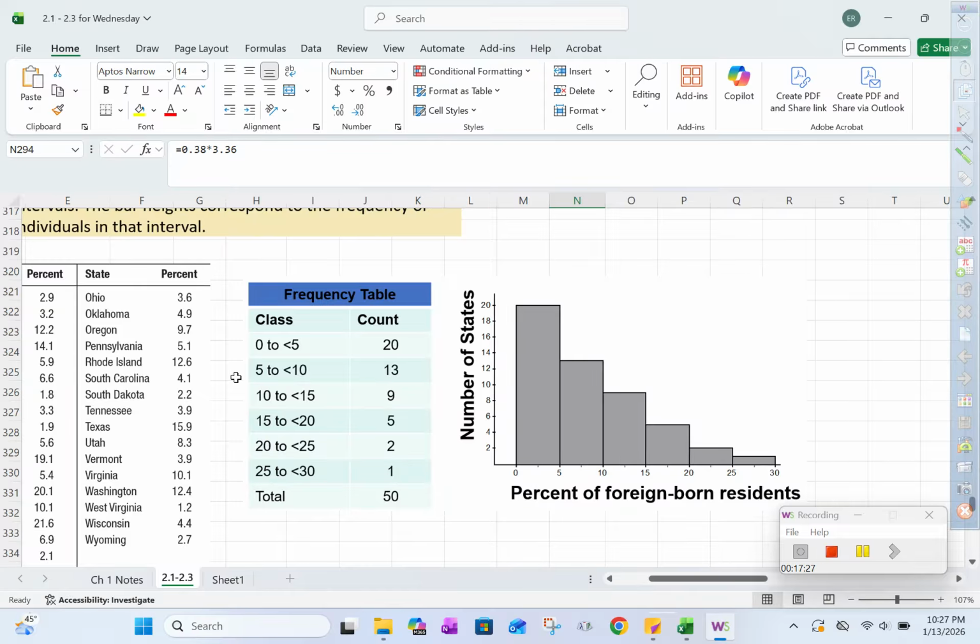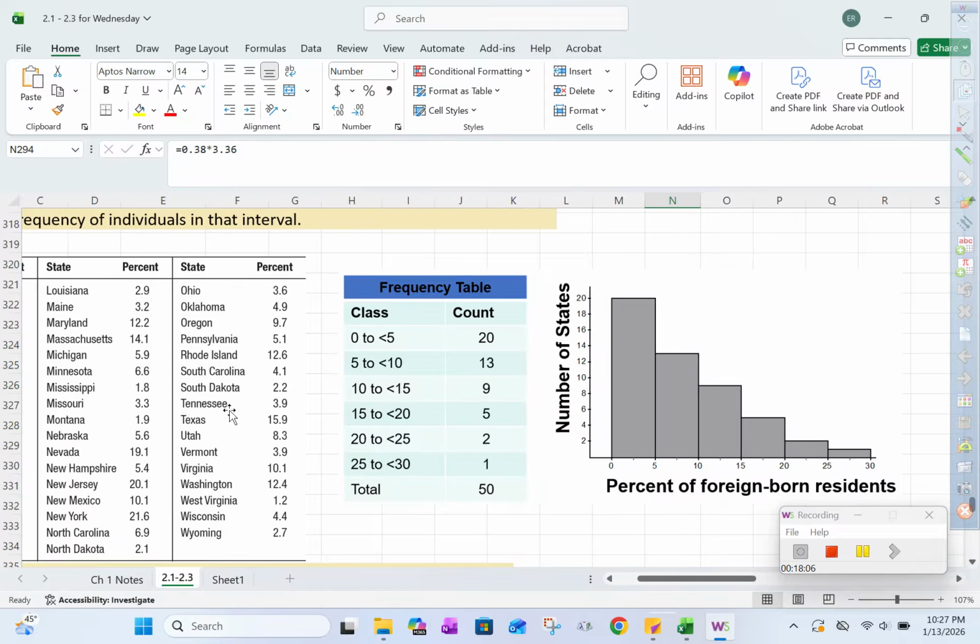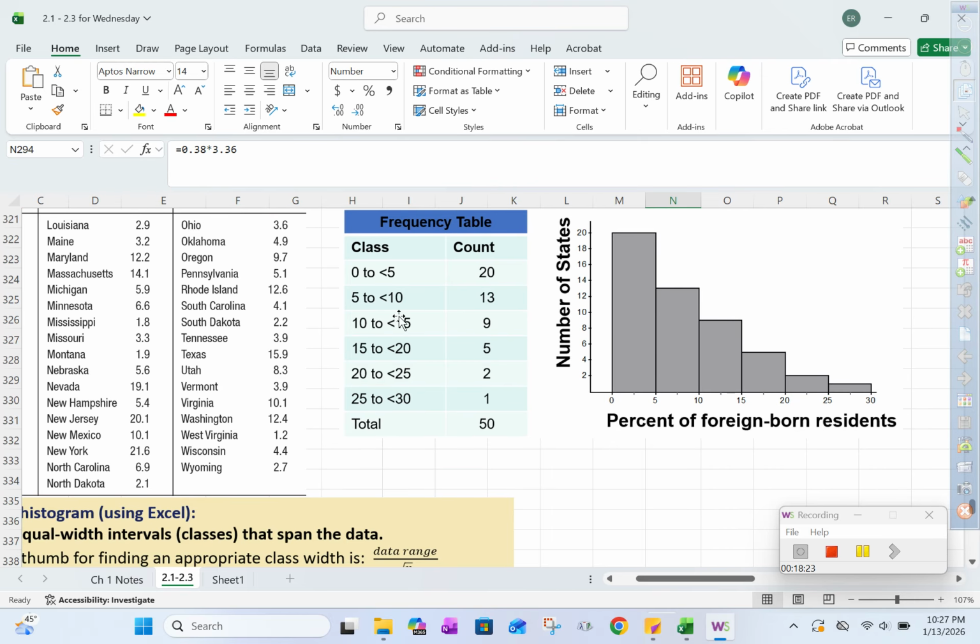So that gets us exhaustive because we covered all the numbers that show up in this table, and we're mutually exclusive because they said the first one will go to almost 5, and 5 itself will be included in the next one. So the left side's included, the right side is not, moving all the way through there. So they did the count here, got all 50 states, and there's our histogram.